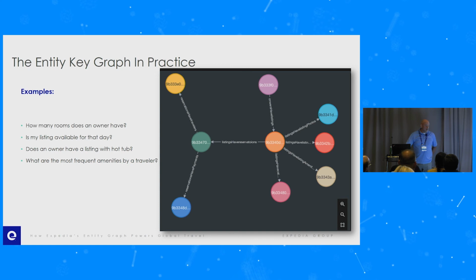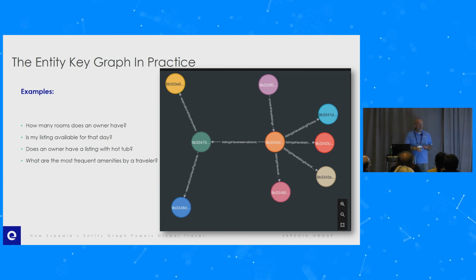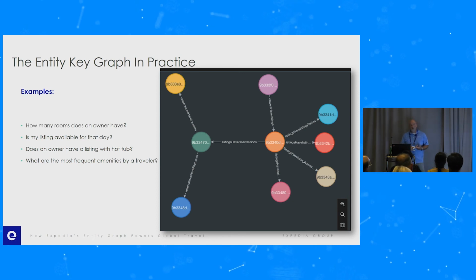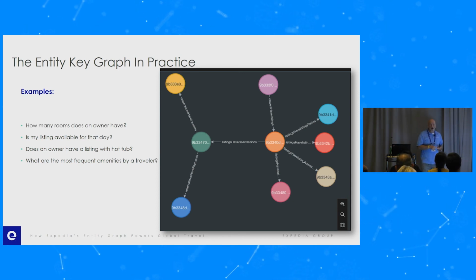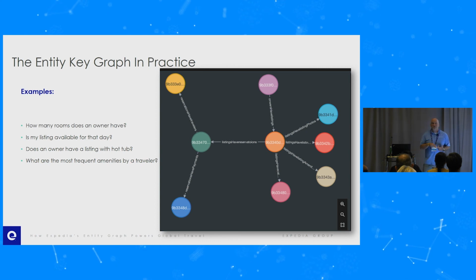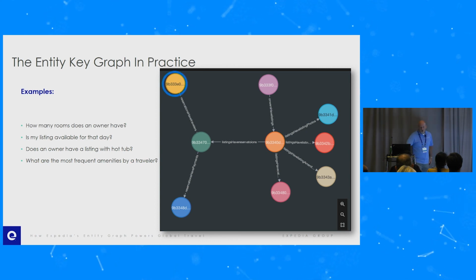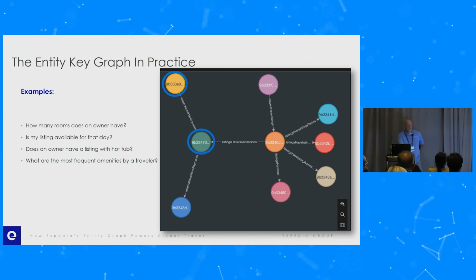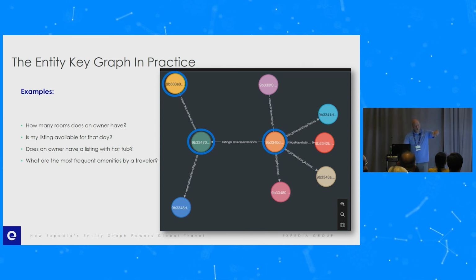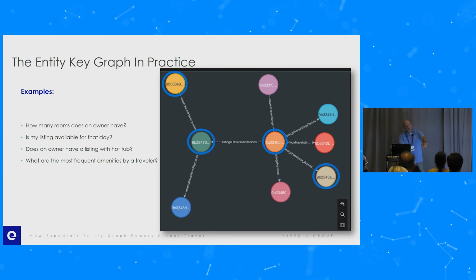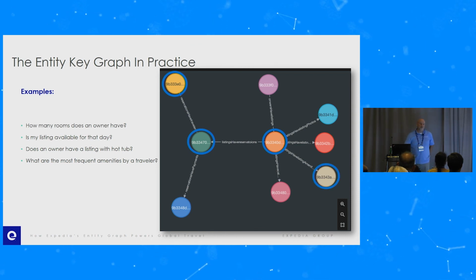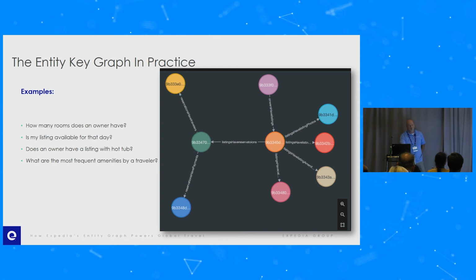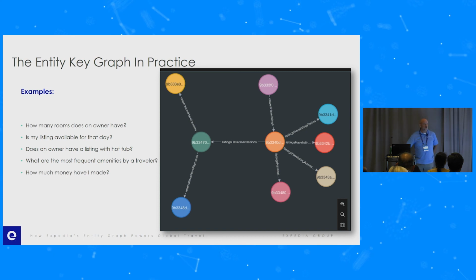Another one might be, what are the frequent amenities of a traveler? Let's say Raghu travels a lot. He always stays in a place where you can bring your pet. We can do that analysis and figure that out, and decide if we should market places that have pets to Raghu. It's useless to send him things that don't have pets. So he's a traveler. He jumps over to his reservations, jumps back to his listings, and now down to his amenities. So we're answering questions. One graph is answering all these questions.